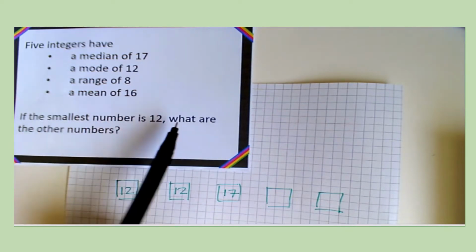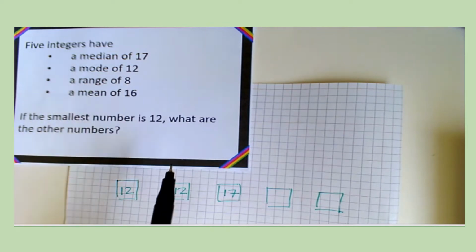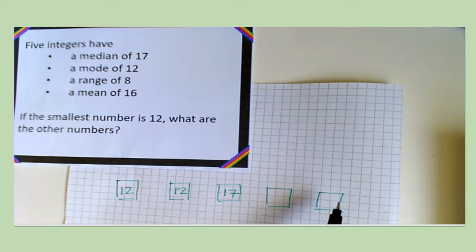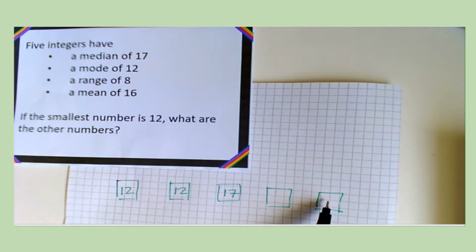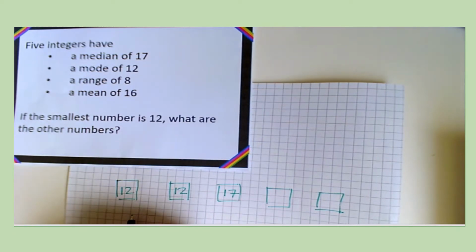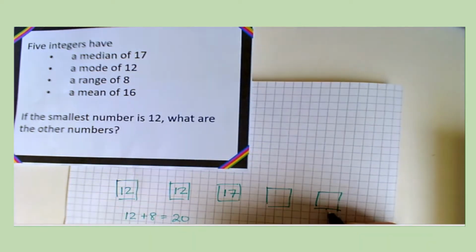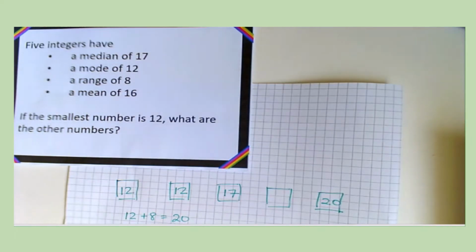Then I'm having a look at this. It says the range is 8. Normally to work out the range, I take the biggest value and take the smallest value away from that. That means that 12 add 8 is going to give me my biggest number, so that's 20. I'm going to pop in 20 over there. And all I've got missing now is that 4th number.